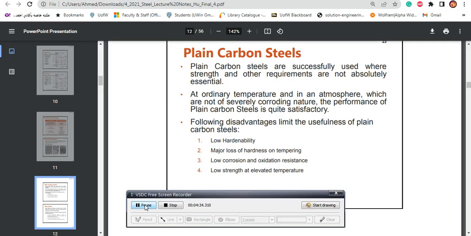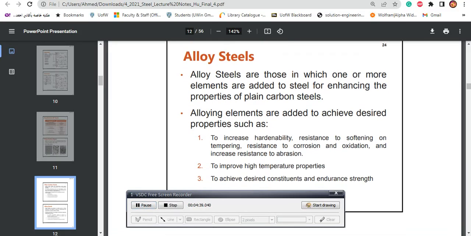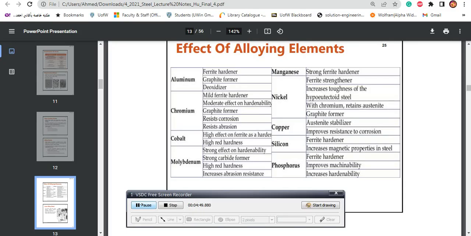Plain carbon steels they have low hardenability and low strength. Alloy steels they have good hardenability, good strength. They can be used at high temperatures as well, so it's much better. هنا عندنا بعض effects of alloying element.